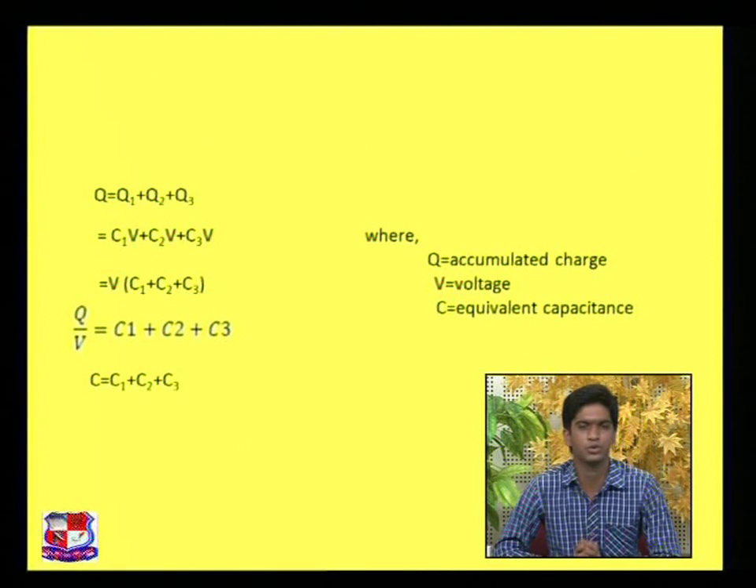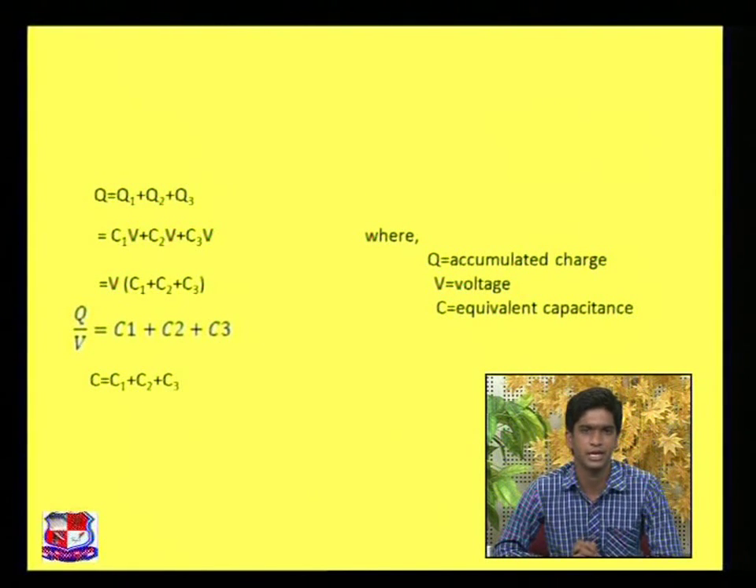But what is Q? Q is CV. We have derived the equation, so that we can write that Q is equal to C1 into V, which is Q1. In place of Q1 we can write C1 into V, where C1 is the capacitance of first capacitor and V is the voltage across it, plus C2 into V, where C2 is the capacitance of the second capacitor and V is the voltage of that capacitor, plus C3 into V. It means C3 is the capacitance of the third capacitor and V is the voltage across the third capacitor, so that we can write Q is equal to C1 into V plus C2 into V plus C3 into V.